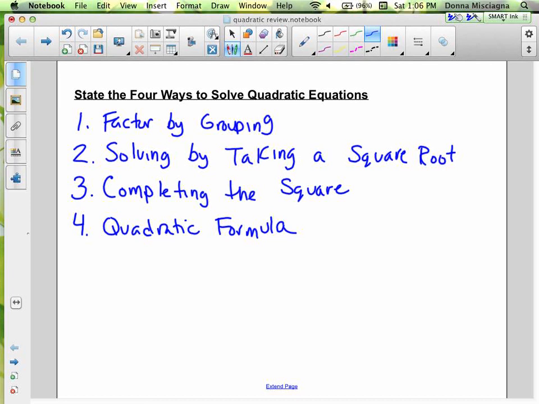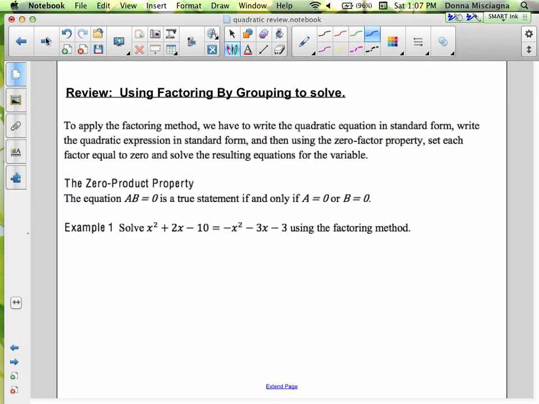Right? But of course, all 4 of our methods are important, and there are times where we're going to use each one of these methods. So because of that, we're going to review all of them, starting with factor by grouping. These are in your notes. And so let's review using factor by grouping to solve.